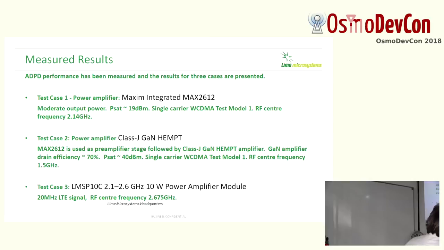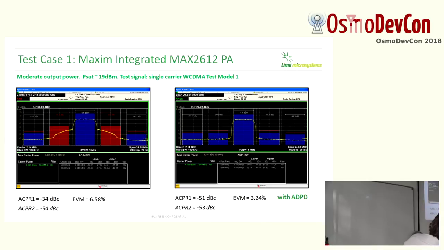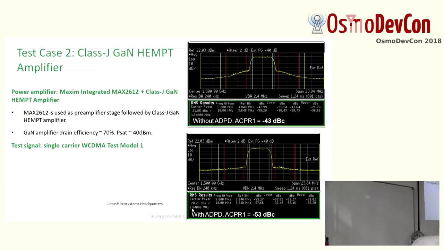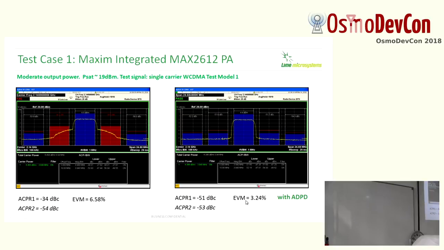And the third test case is with our power amplifier, a 10 watt power amplifier. We used a 20 MHz LTE signal with an RF center frequency of 2.65 GHz. So this is with the first Maxim Integrated power amplifier. As you can see, before the predistorter is run, we have some distortions at minus 34 dBc, and the EVM was 6.58%. After predistortion is performed, we have some improvement in ACPR. Sorry, it is minus 51, and we have an EVM of 3.24%. So with predistortion, we improve both EVM and ACPR.